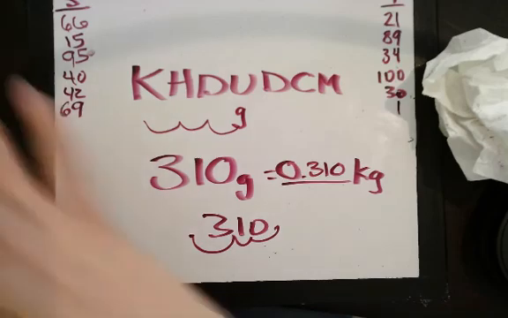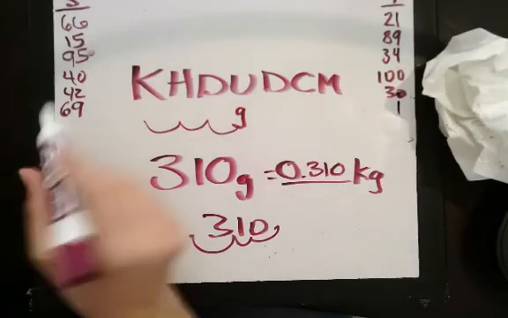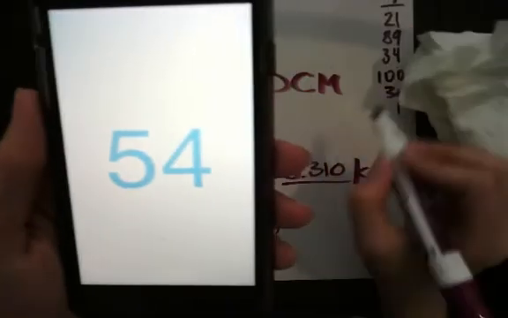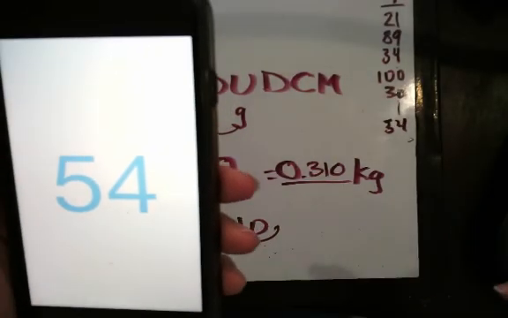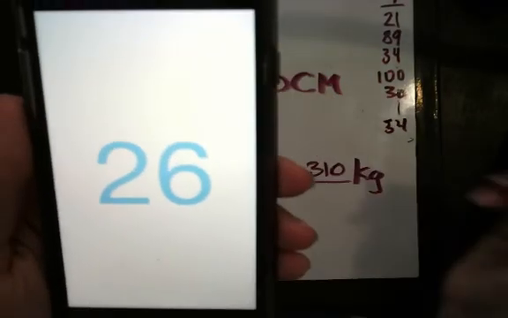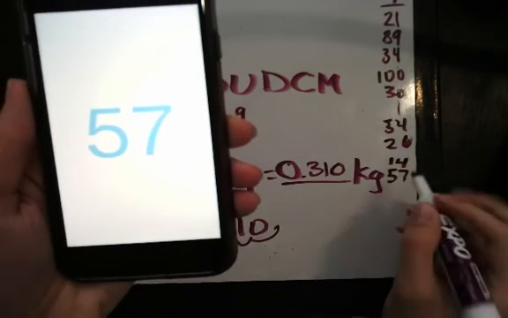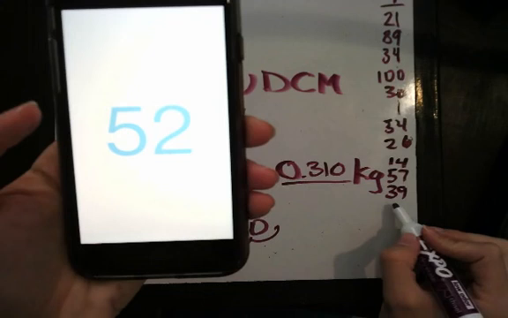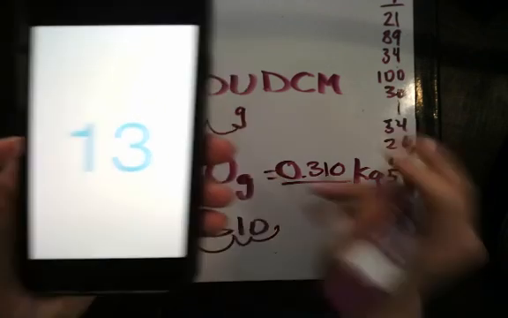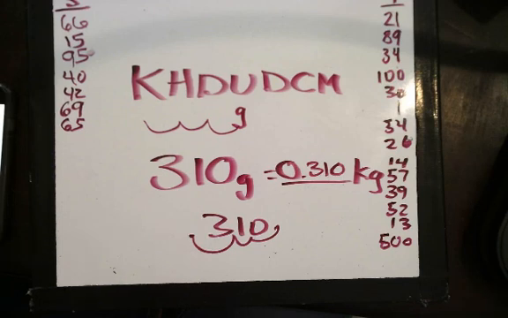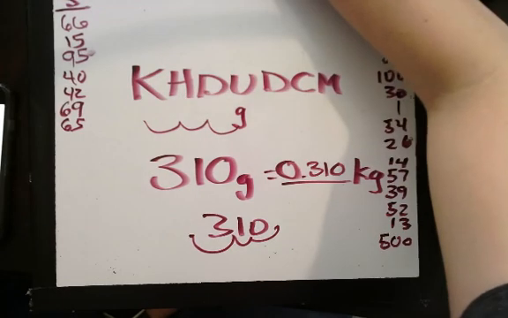There you go. Did you get it? Okay, student points. 65. Teacher points. 54. And because I can, I also get 26. Oh, and 14. Oh, and 57. And 39. And 52. And 13. And just because I'm a teacher and I want to give myself a bonus, 500 points. That means I win, and I'm just going to give you guys a couple extra credit points for playing with me. See ya.